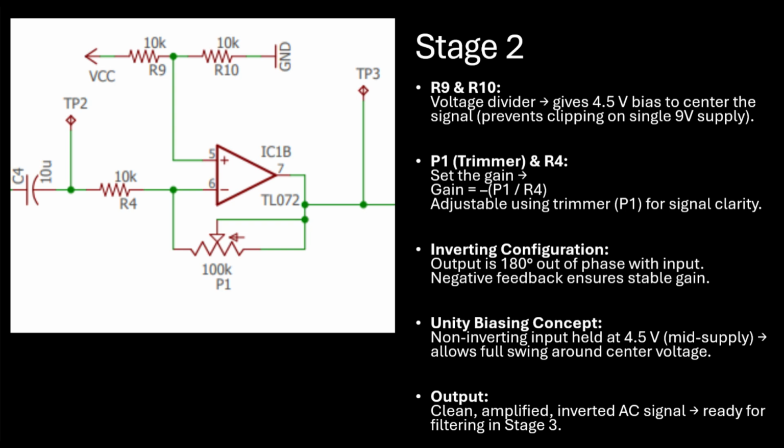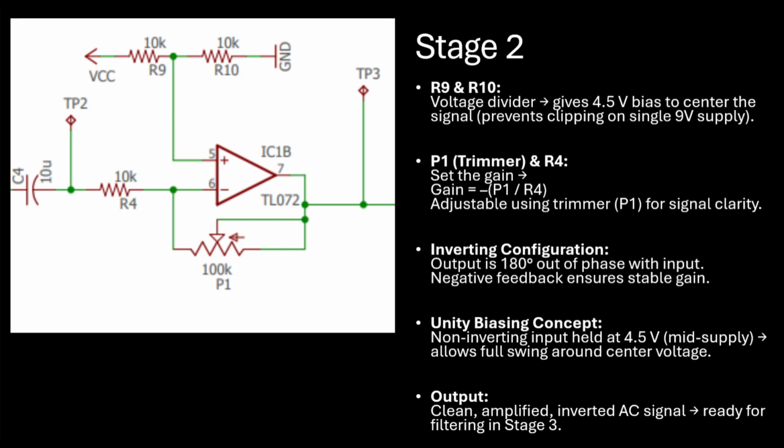In our case, the gain is set by the ratio of two resistors: R4, the input resistor, and P1, the feedback resistor, which is a trimmer potentiometer. Using the formula for an inverting amplifier, gain equals minus RF over Rin, and we get gain equals minus P1 over R4, which will be minus 100k over 10k, which gives us minus 10.